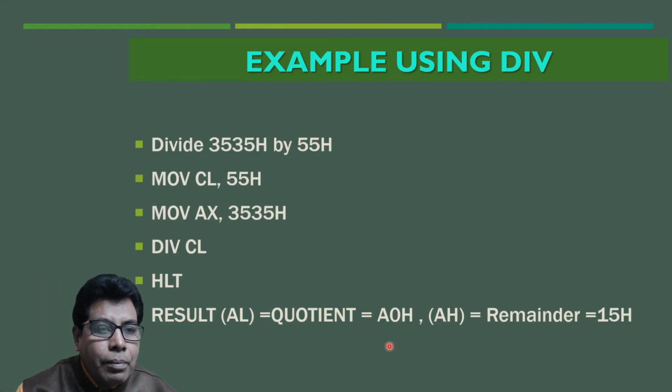Let us take an example. Here we are dividing 3535, that is a 16-bit number, by 55. First we move the 55 into the CL register and then move AX with 3535, that is the 16-bit number. Then we give the instruction DIV and halt. Now the quotient will be available in the AL register, it is A0, and the remainder is in AH.